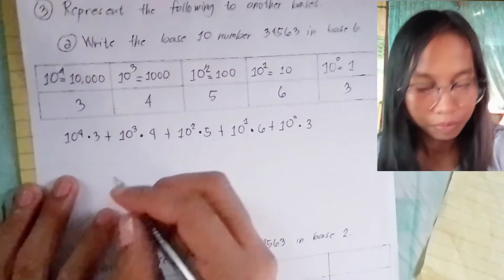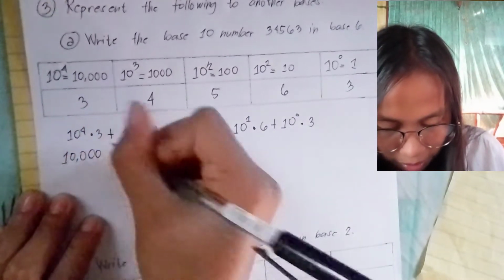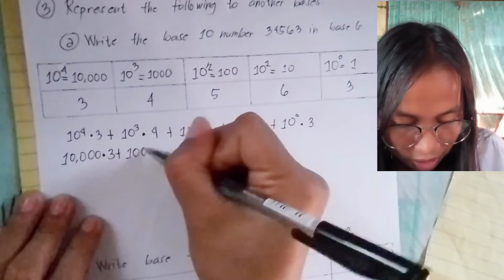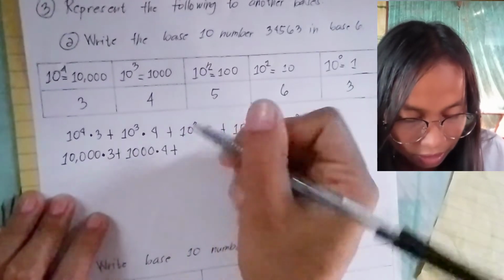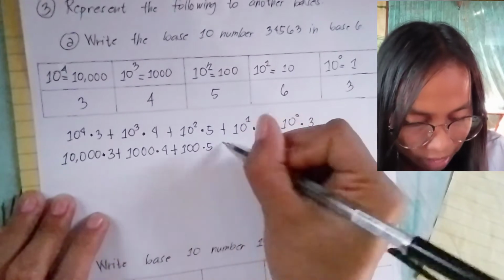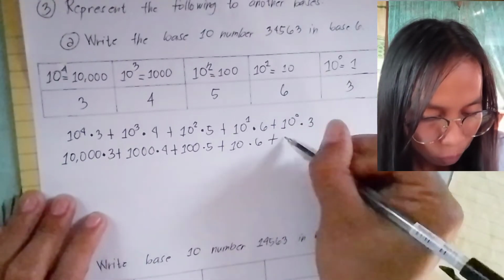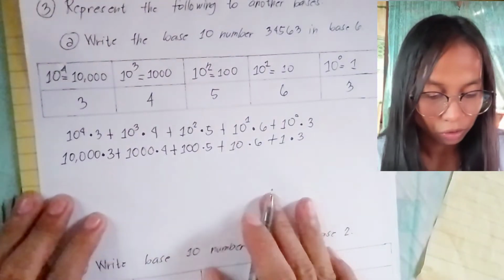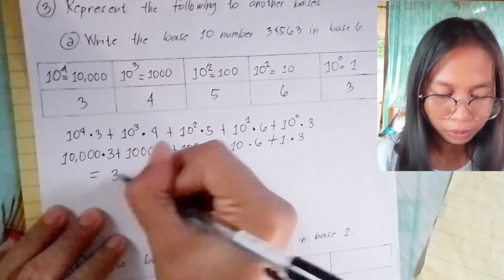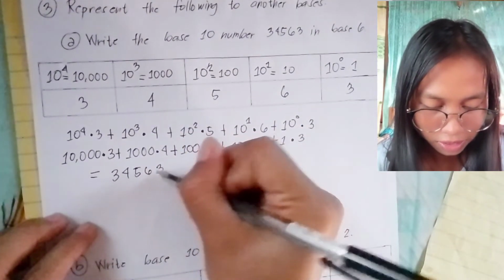So simplify. 10 raised to the power of 4 is 10,000, 10,000 times 3. 10 raised to the power of 3 is 1,000 times 4 plus 10 squared is 100 times 5 plus 10 times 6 plus 1 times 3. To sum it up, we get 34,563.